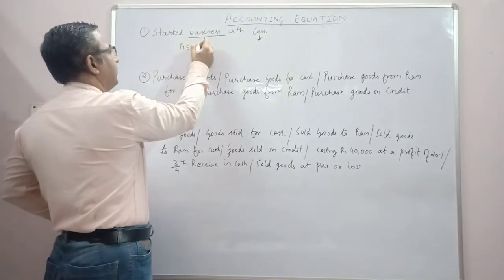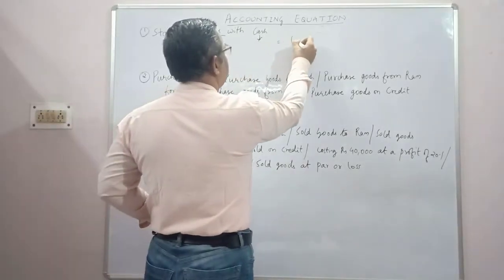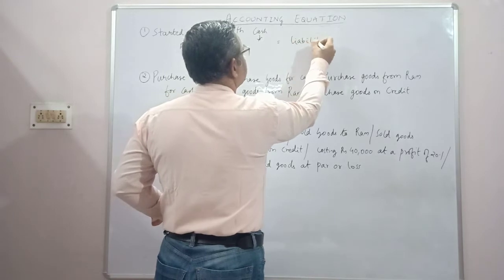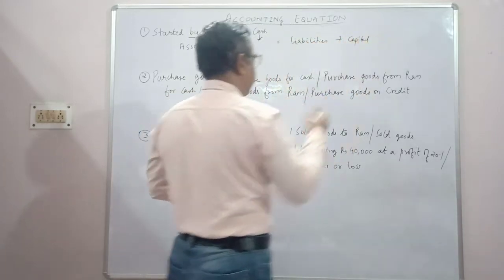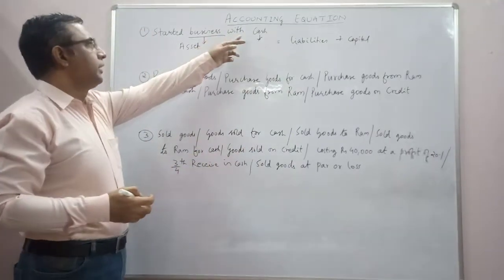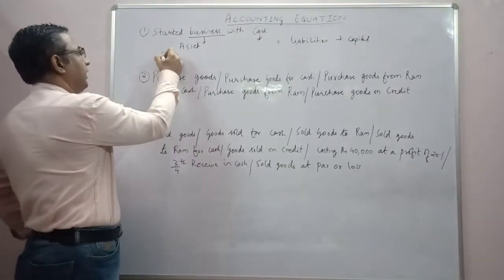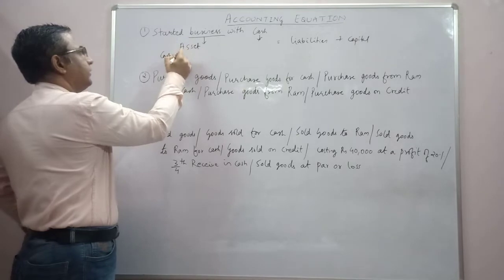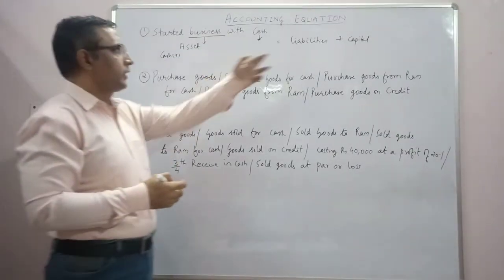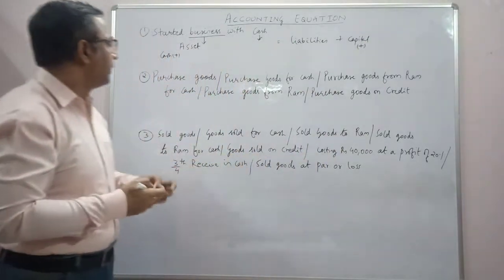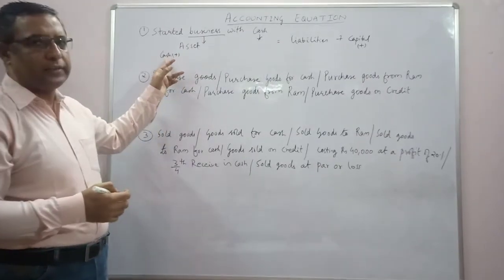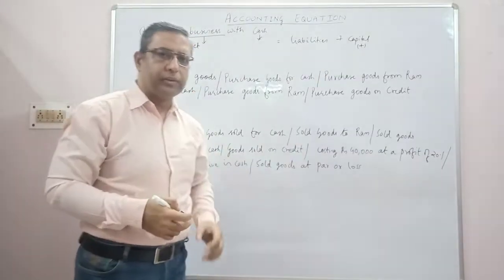The accounting equation is assets equals liabilities plus capital. If you see, he is bringing cash into the business, so cash is increased, and the capital is also increased. Both sides increase. Assets increase, that is cash increases, and the capital also increases.